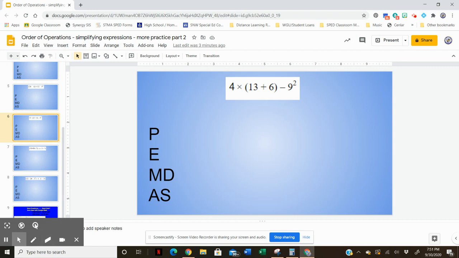So here's our last homework problem from yesterday. We're going to kind of run through this one together. I'm going to look at my parentheses. P is my first thing. In parentheses here, I have 13 plus 6. Oops, I lost my pen. Why is that not working?